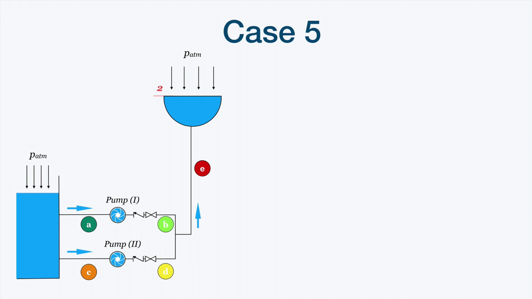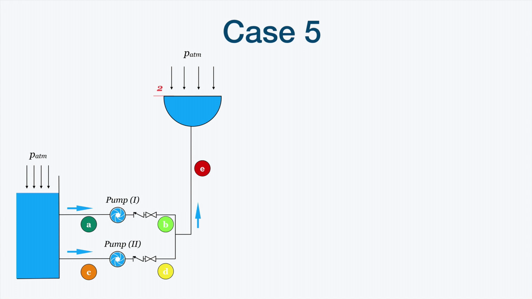Two vessels. Over this vessel, the atmospheric pressure is acting, and we have two pumps, each with a suction line and a discharge line, in parallel with one another. And these lines that are in parallel between them are in series with the common system pipe.